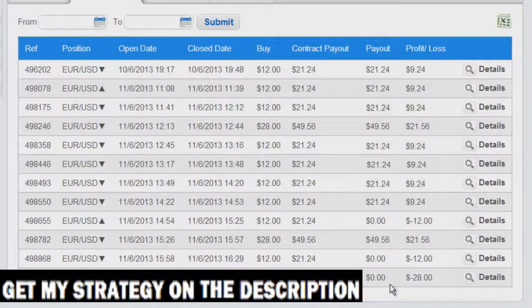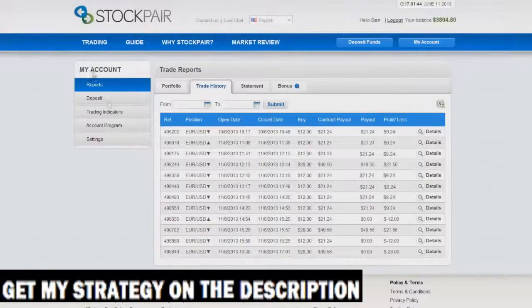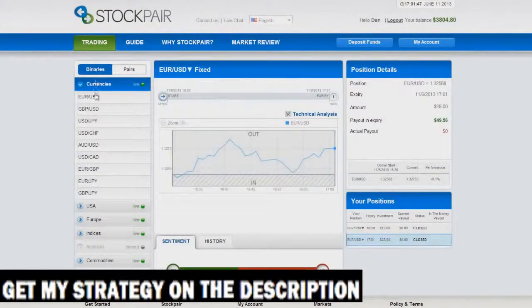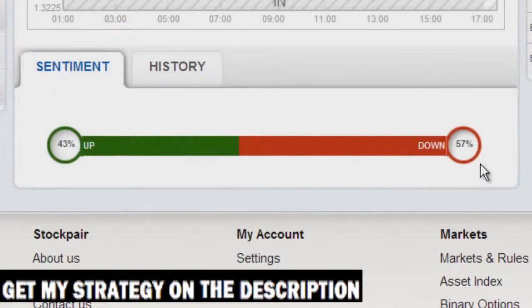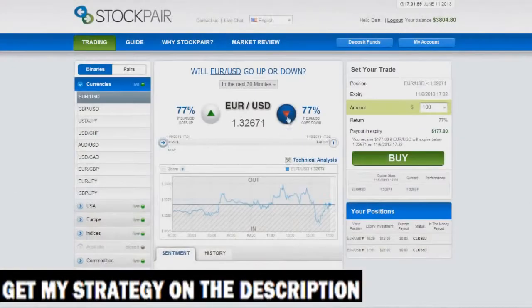So we'll click on the Trading tab. Again, selecting Euro USD. We'll look at the sentiment tool to see what direction most traders are trading. As you can see, 43% are saying it's going to go up, 57% are saying it's going to go down. So we'll click on the down put button. We'll enter the amount of $70.